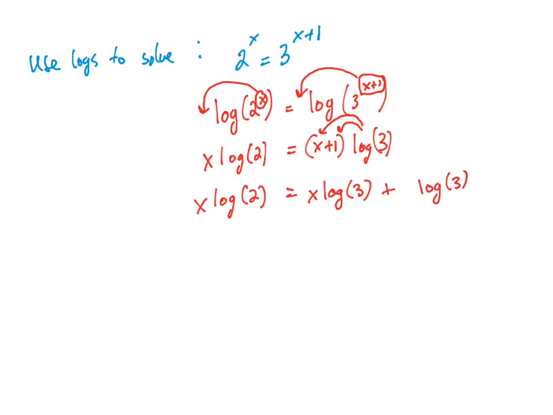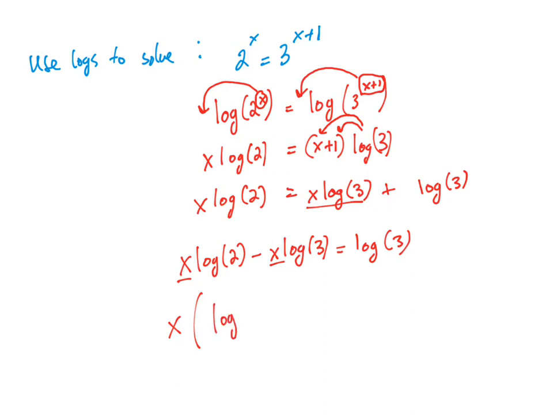Okay, so we have 2 terms that have x's, so I'm going to gather all the x terms on the left-hand side. So I'm going to subtract this. And then when I want to isolate the x out of 2 terms like this, I'm going to factor. So x factors out: log of 2 minus log of 3 is equal to log of 3. And then lastly, we're going to divide both sides by log of 2 minus log of 3.